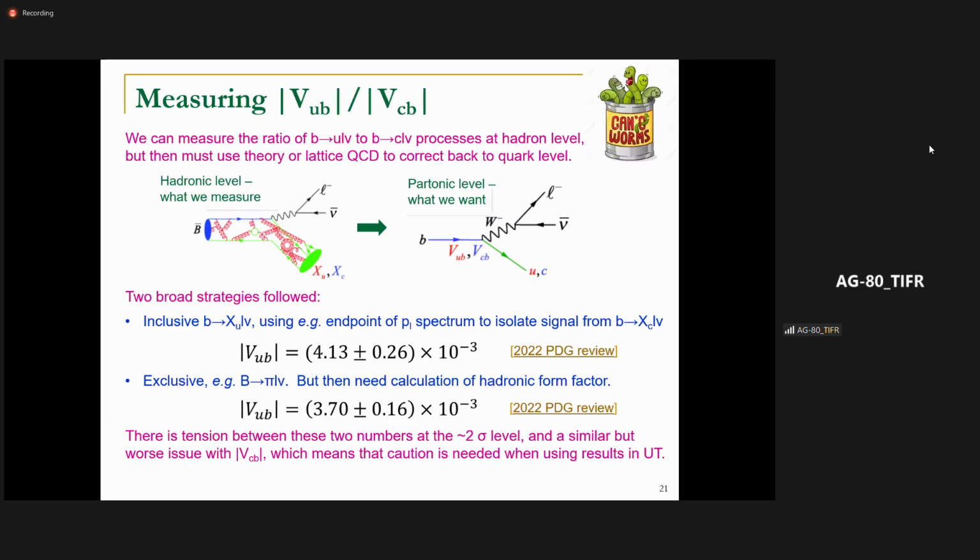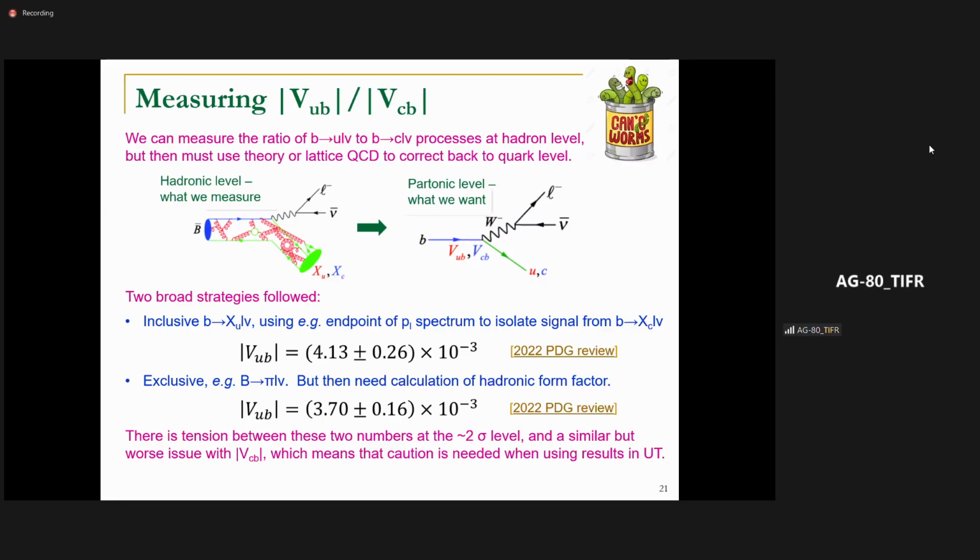Which of those two values will agree better with the unitarity? Right, yeah, it depends which other measurements of the unitarity triangle you compare it against. But that's a good question.